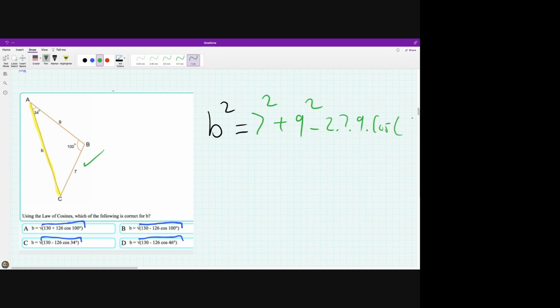Now, which angle should I use? Should I use 100 or should I use 34? What do you guys think? I think it has to be the 100, yes. Now, to get b by itself, I have to square root both sides.